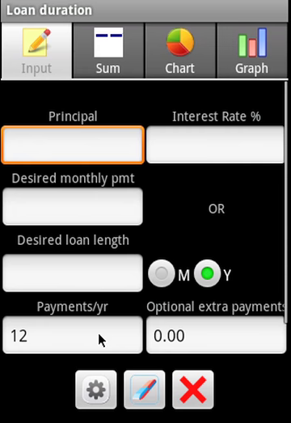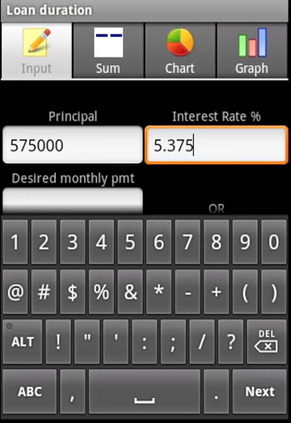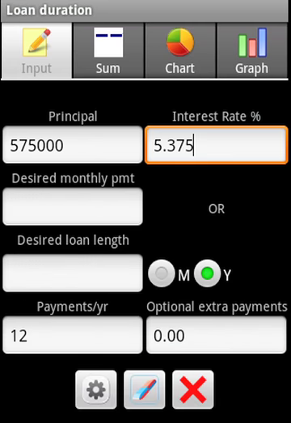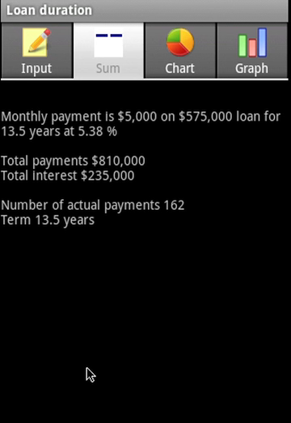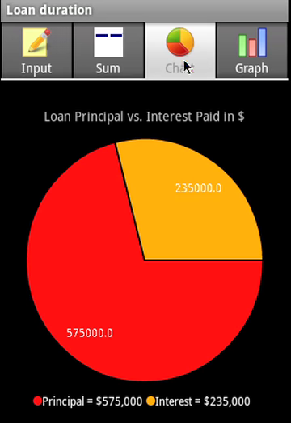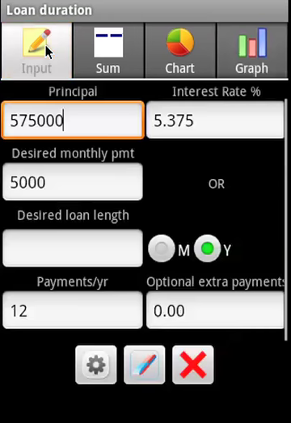Then duration, say 575,000, interest rate is 5.375. We can actually input two things. One is the desired monthly payment, or we can actually specify the loan length. Along with that, we can say payments per year and optional extra payments. Say desired monthly payment is 5,000. So let us see. So it says that actual payments is 162, term is 13.5. So this is how it looks like, the principal versus interest. This is how the desired duration and actual duration look like.